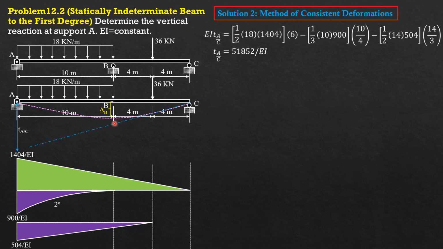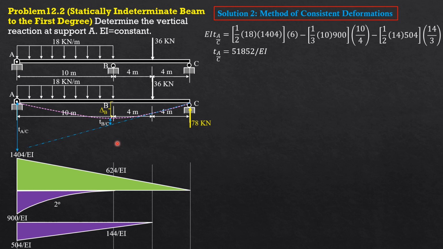Then we compute for this deviation, and as I said, this reaction is 78. 1404 divided by 18, or 78, times reaction at C times 18 equals 1404. So that's why it's 78. So 78 times 8, so 624 over EI, while 36 times 4, it's here negative 144 over EI. So we call this the deviation of B relative to C.